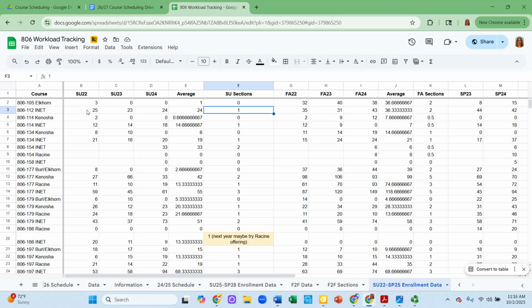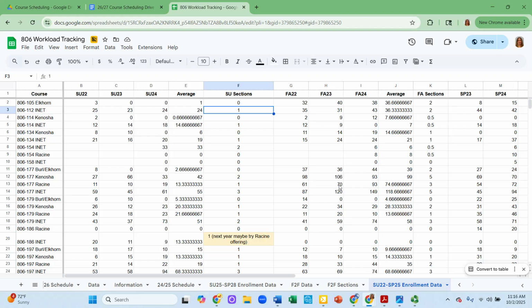In general studies, we offer sections as prerequisites for a lot of our program courses. So we've got to make sure we have enough sections, but not too many where we're not going to meet that threshold of enrollment that we're looking for to run the classes.